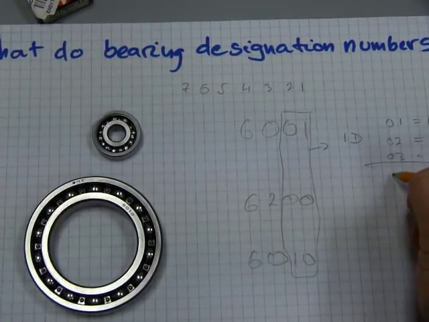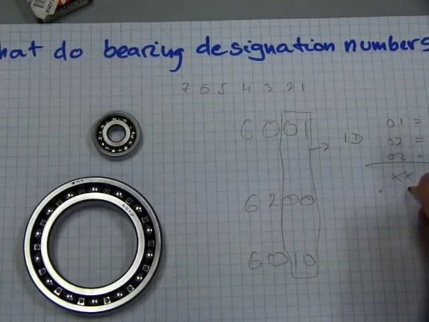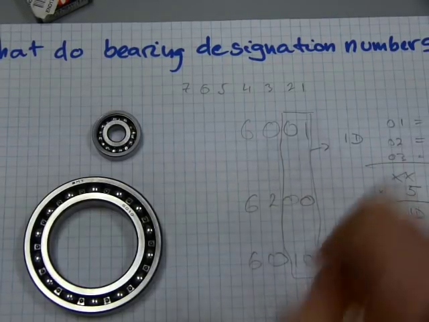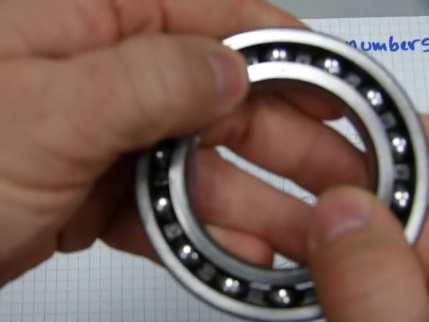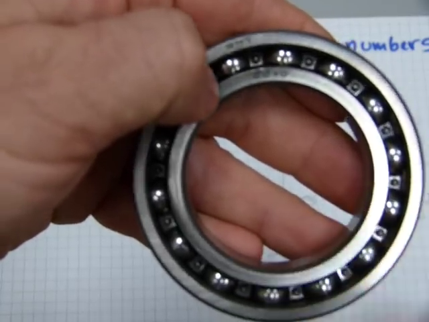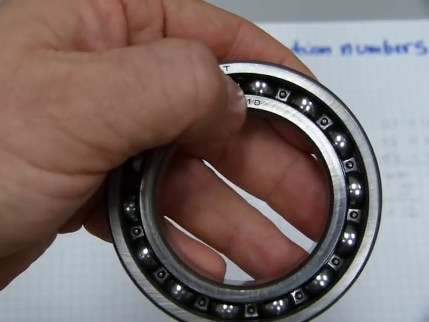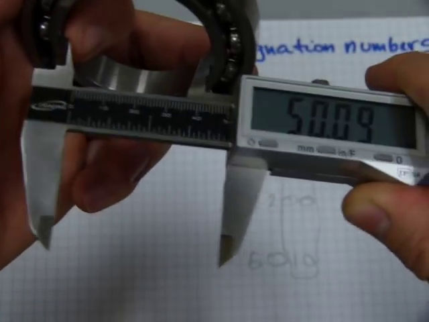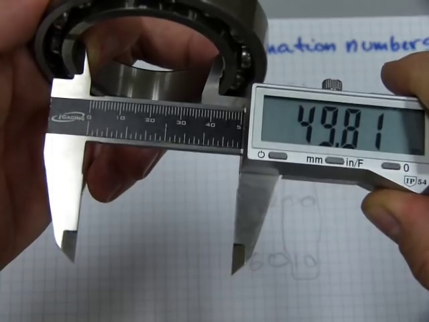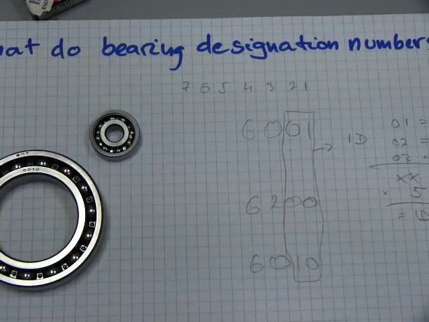on, whatever these two last digits are, you have to multiply them by 5 to get the inside diameter of the bearing. So when you see a 10 on this bearing, 10 times 5 is 50, and this indeed has a bore of 50 millimeters. There, if I find the middle of the circle, thereabouts. It's a 50 millimeter bearing. So that's what this 10 means out of this 6010.